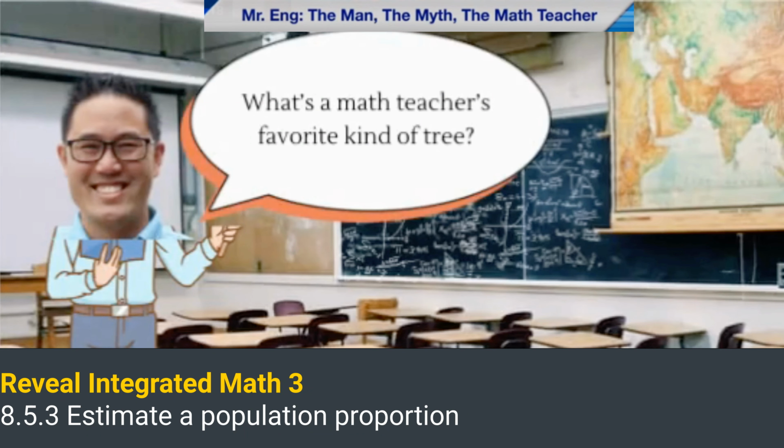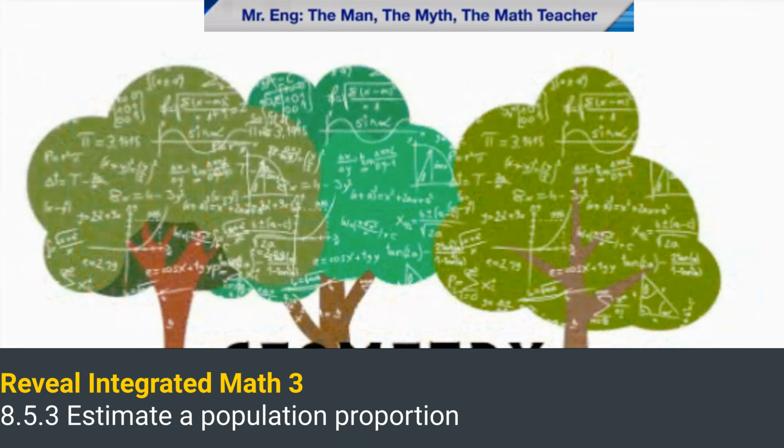Do you know what's a math teacher's favorite kind of tree? Geometry.